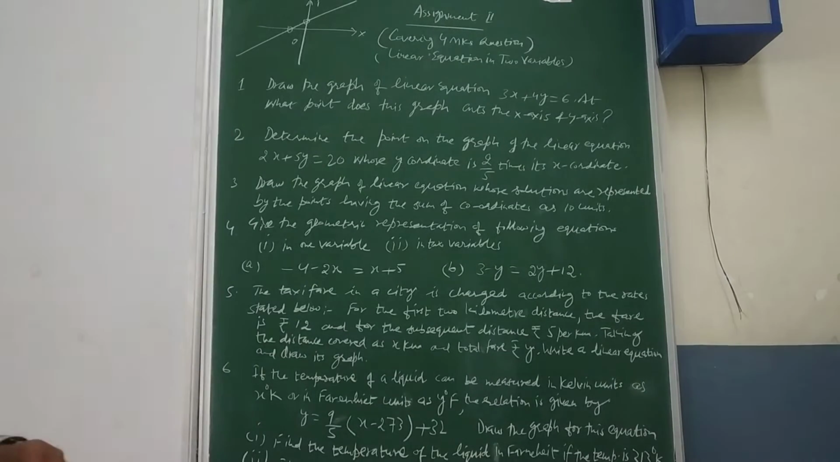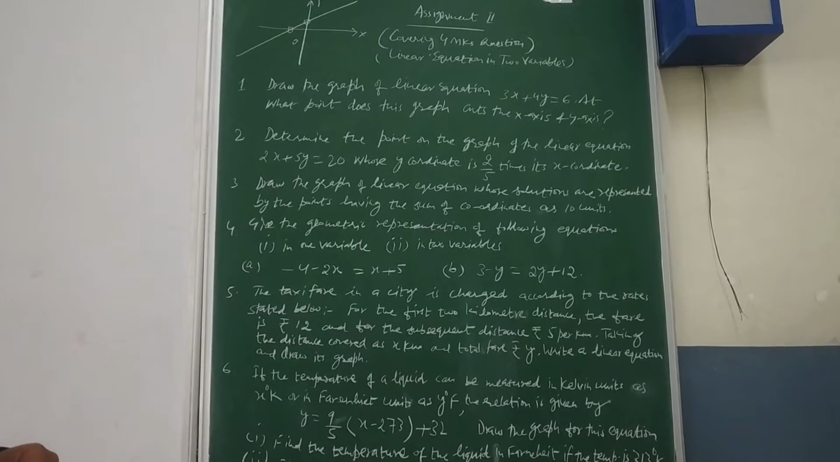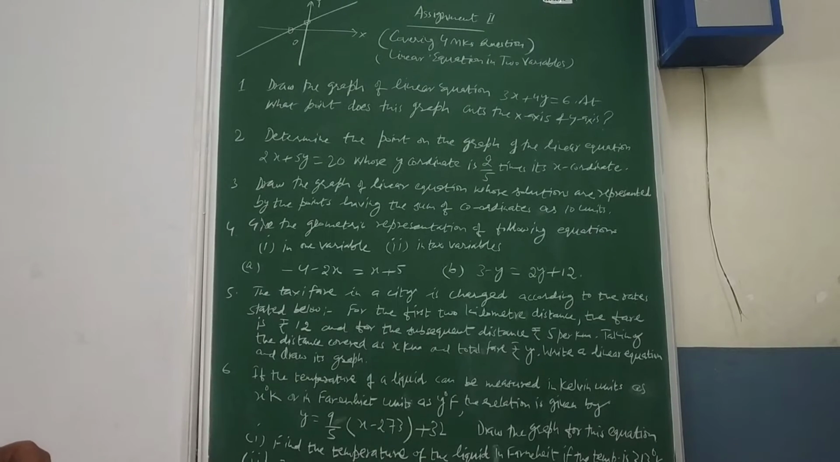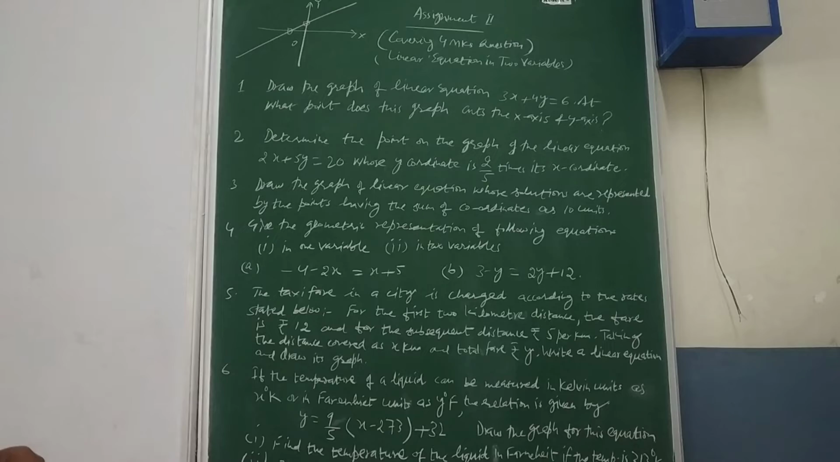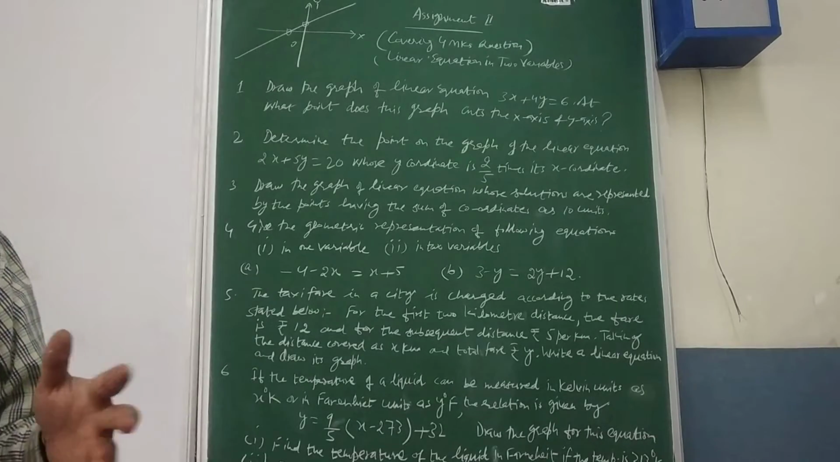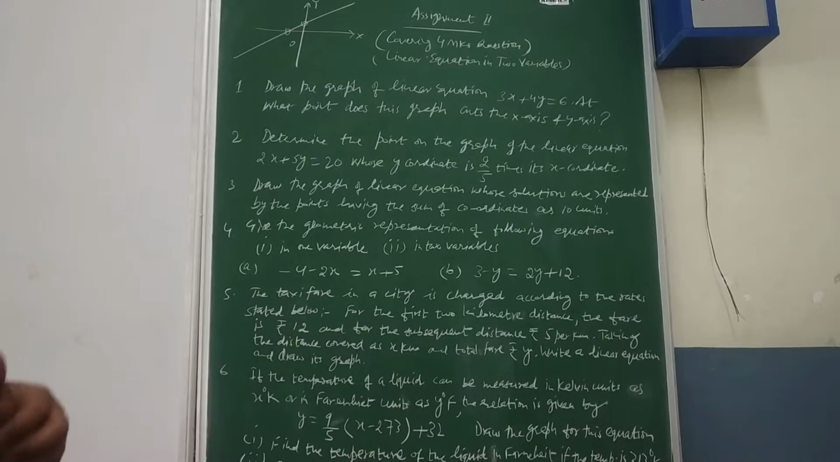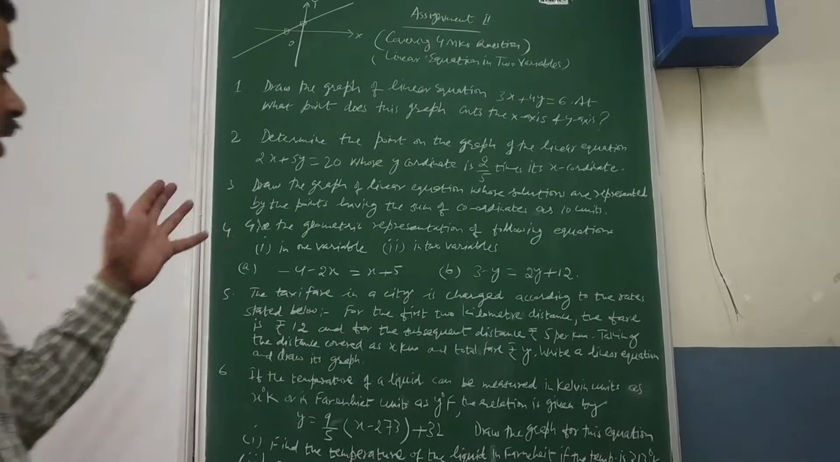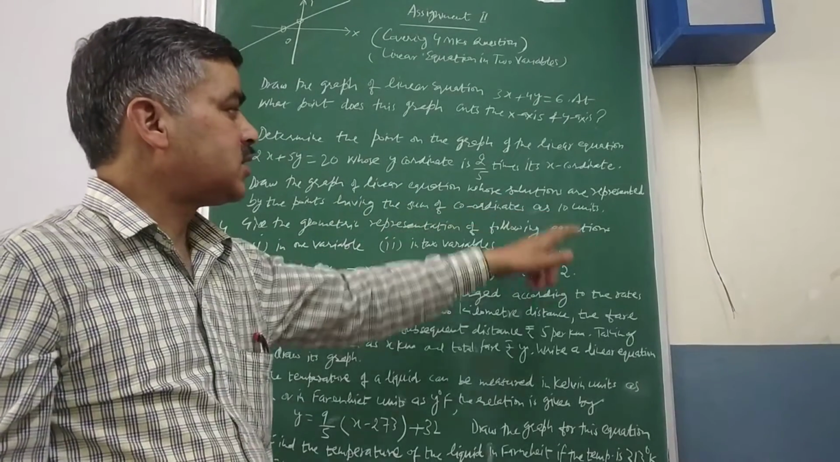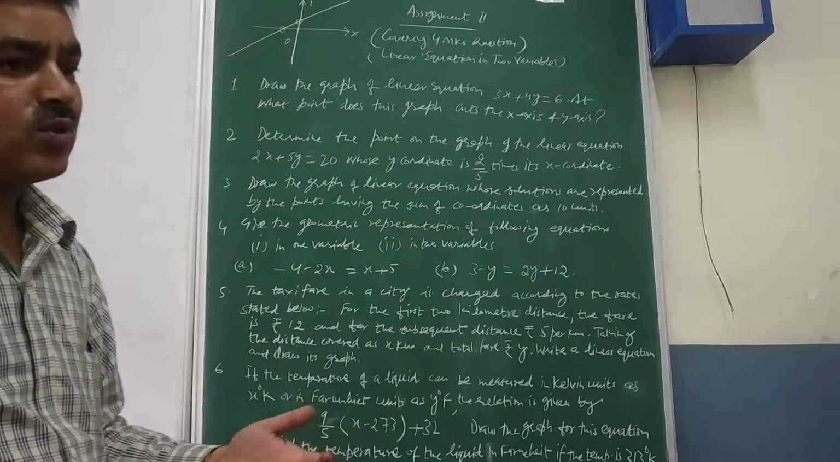Then the third: draw the graph of the linear equation whose solutions are represented by the points having the sum of coordinates as 10 units. This is a question where the equation is not given to you directly, and you are supposed to write the equation on your own. The condition is mentioned here: the points having the sum of coordinates as 10 units.